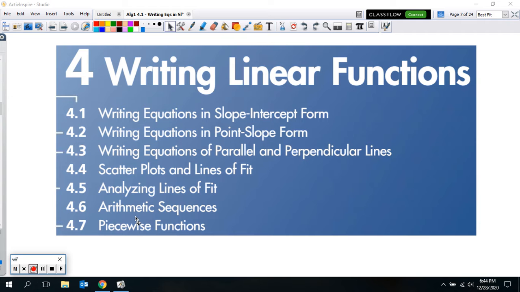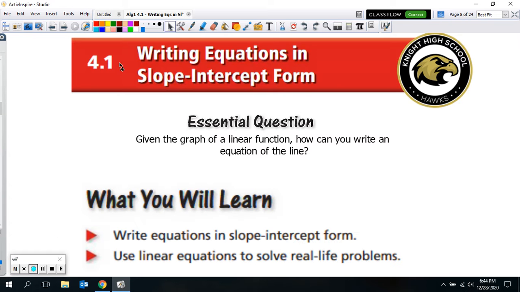So we do need to go back and remember what we learned with slope, y-intercept, point-slope, or slope-intercept form with y equals mx plus b, all of that, just like the video was just kind of reminding us a little bit. So here we go into section 4.1.